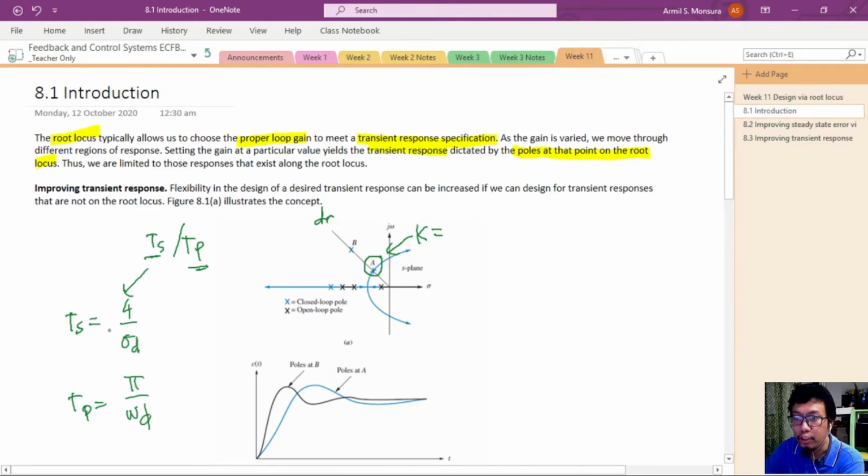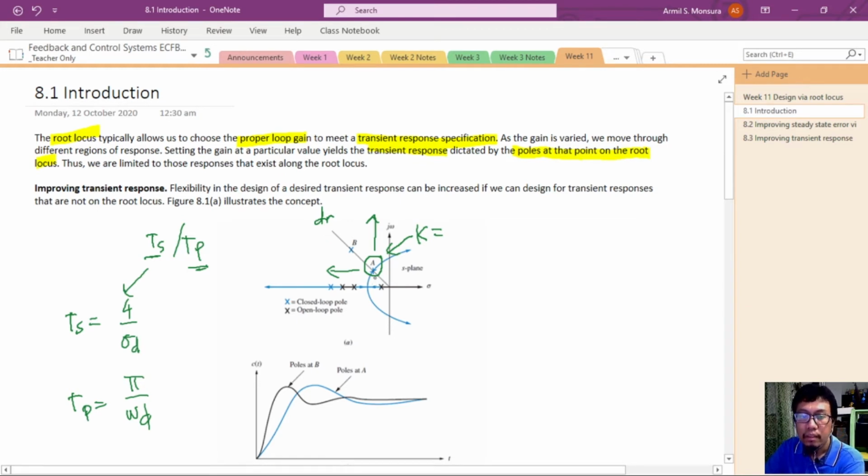So kung iibahin nyo either TS or TP, take note na iibahin nyo yung real part or imaginary part ng pole niyo. Okay, so that means you either move towards here o kaya towards here. Okay, and if we would just be moving along this root locus, then definitely may iba yung location ng the outline niyo.